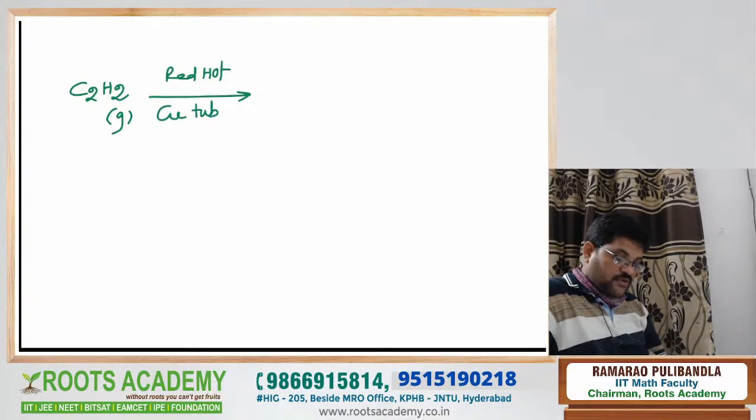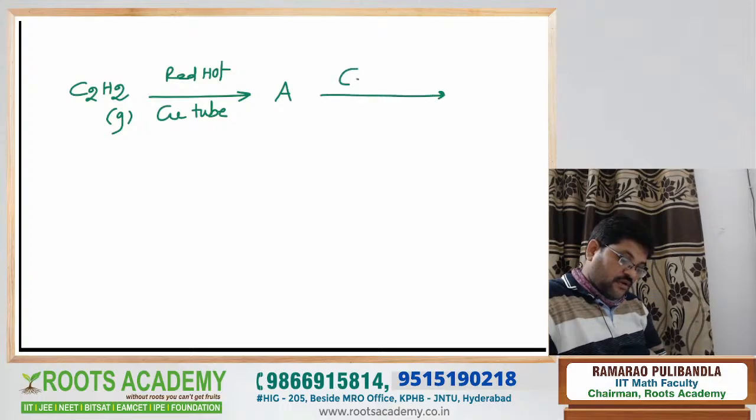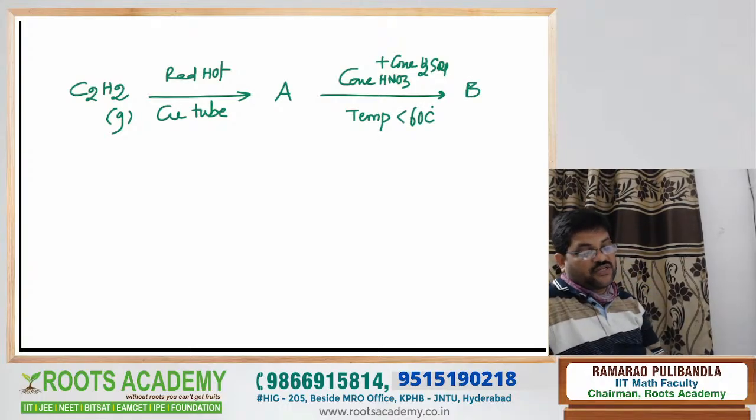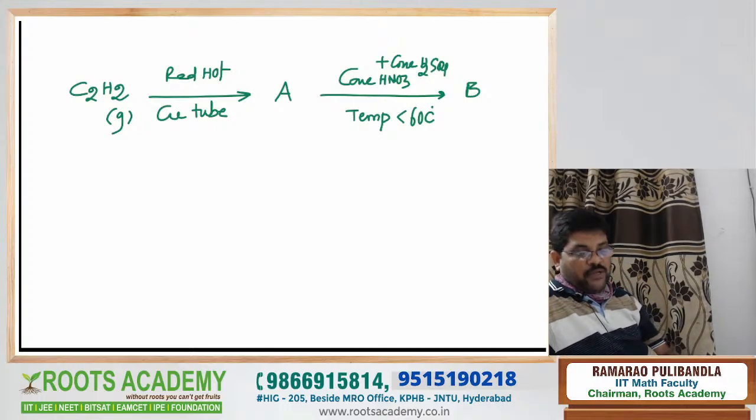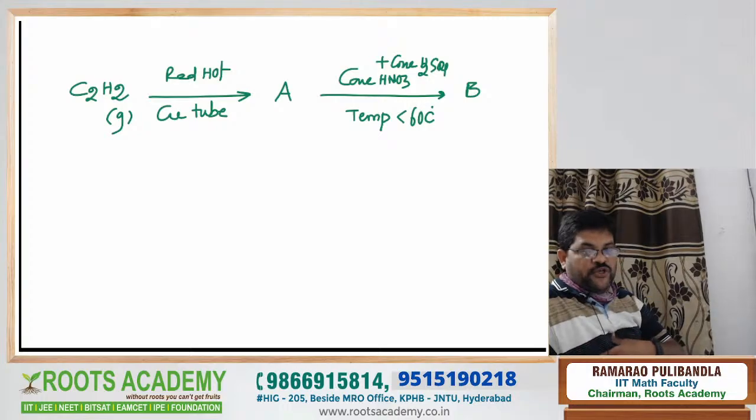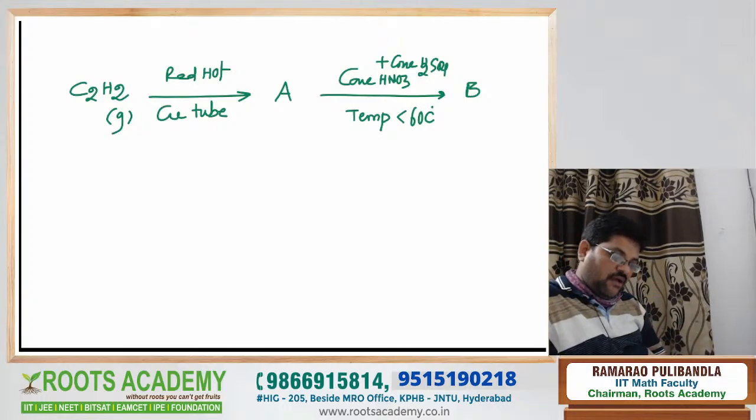Red hot iron tube gives A. And this A is subjected to concentrated nitric acid plus concentrated sulfuric acid, with the temperature taken below 60, gives B. What are A and B? The question is given like that. Acetylene gas is passing through a red hot copper tube gives A. A is subjected to nitration mixture, temperature below 60, you get B. So what are A and B?